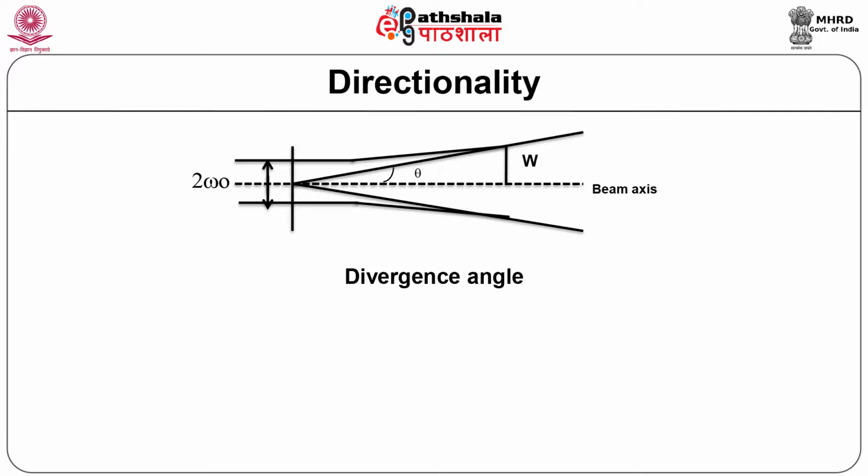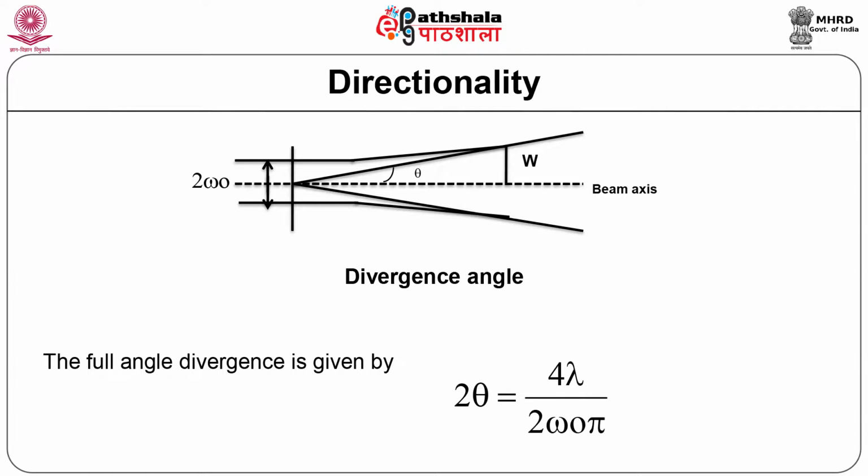When a beam with plane wavefronts radiates from an aperture of diameter d, the beam propagates as a parallel beam for a distance of about d squared upon lambda, which is called the Rayleigh range, and then spreads with distance due to diffraction effects. The full angle divergence is given by the formula 2 theta is equal to 4 lambda upon 2 W0 pi, where 2 W0 is the diameter of the beam waist.